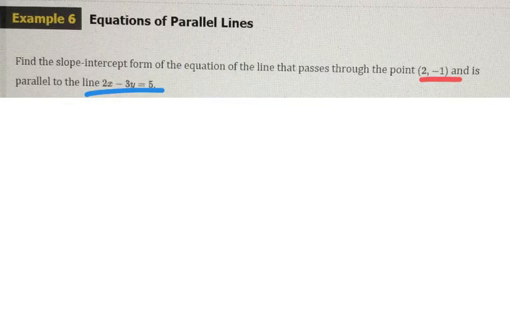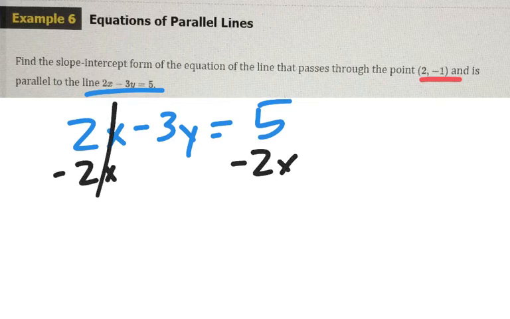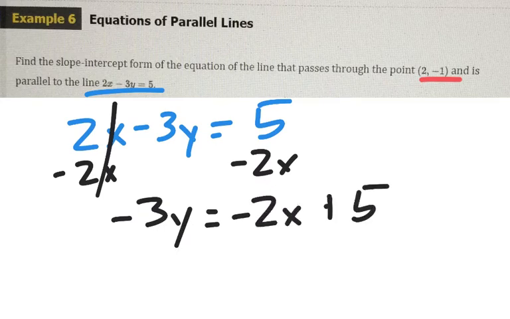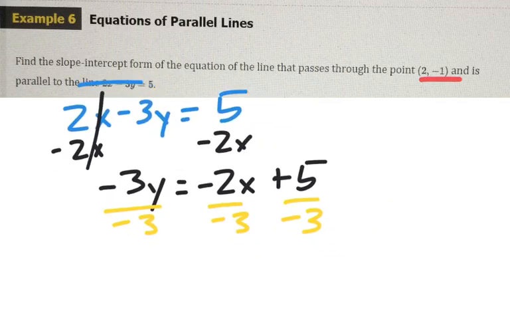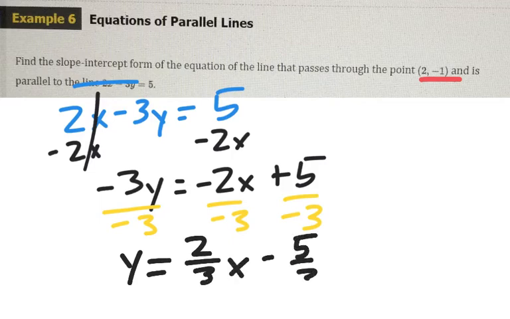So in order to find the slope, I must get this in slope-intercept form. So I've got 2x minus 3y equals 5. I need to get y by itself. So I'm going to subtract 2x. That's going to leave me with negative 3y equals negative 2x plus 5. Now y is being multiplied by negative 3, so I divide everything by negative 3. And so that's going to tell me y equals positive 2/3 x minus 5/3.